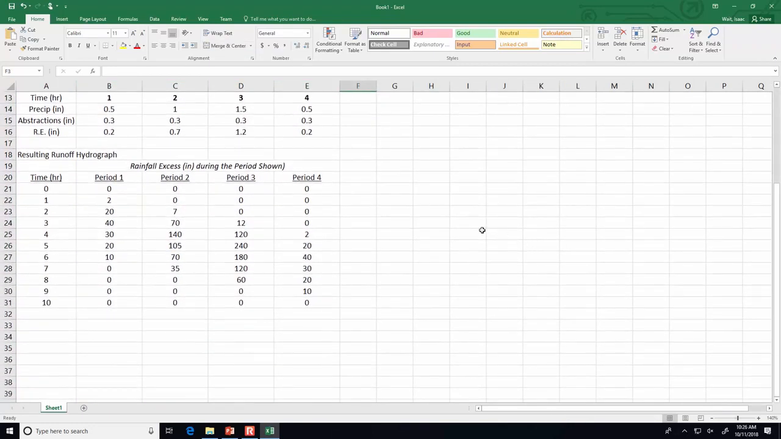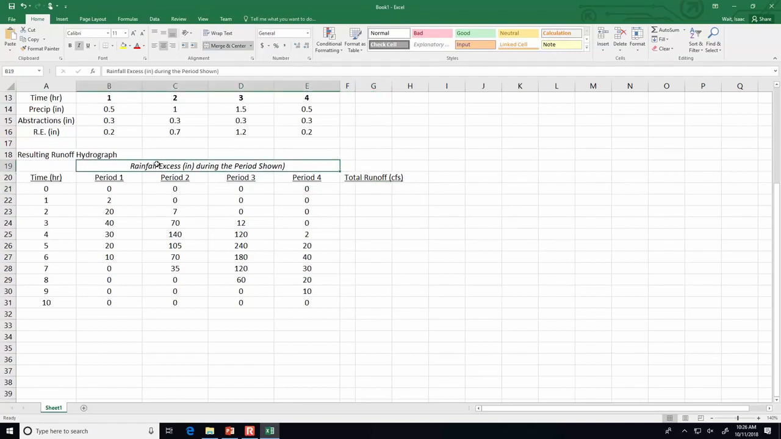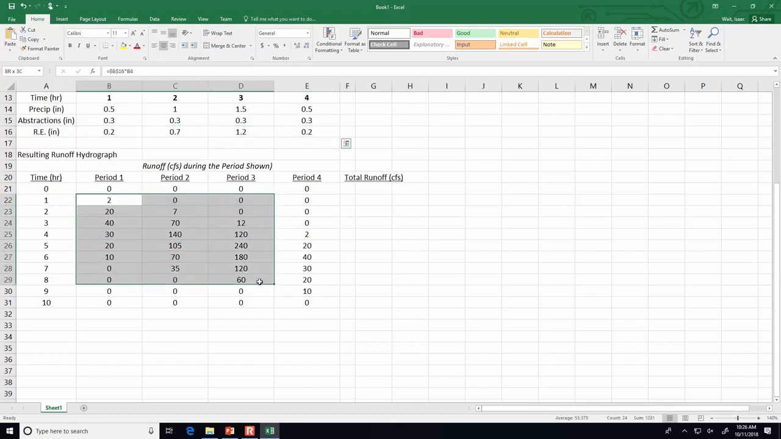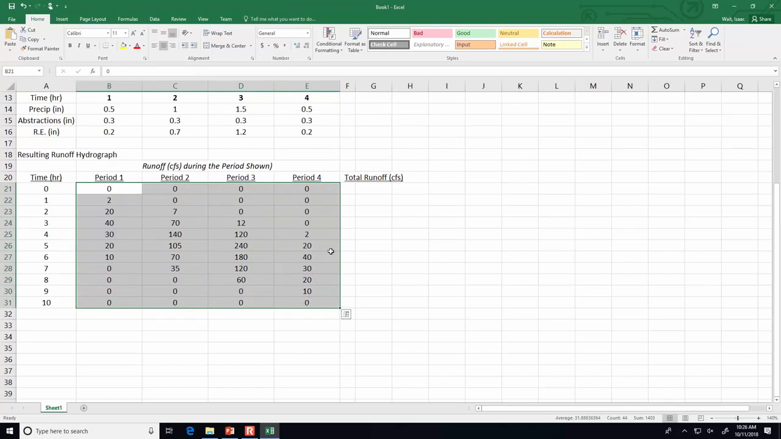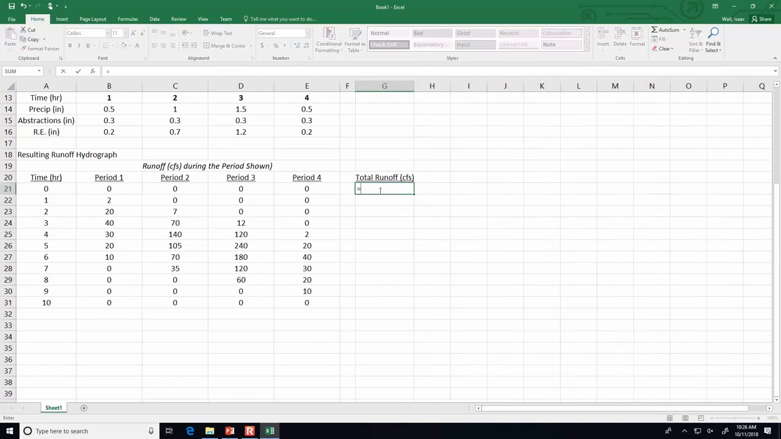Okay, so then the final thing is we're going to have a column that is the total runoff. So this is the total runoff, and this is in terms of CFS. I mislabeled this. I should have called this the runoff in CFS during the period shown. We were using this was the rainfall excess, and each one of these is runoff in terms of CFS. So I apologize for that discrepancy. All right, so this last one is the total runoff. And so what we have to do is we have to sum everything that is to the right, so all 4 periods.